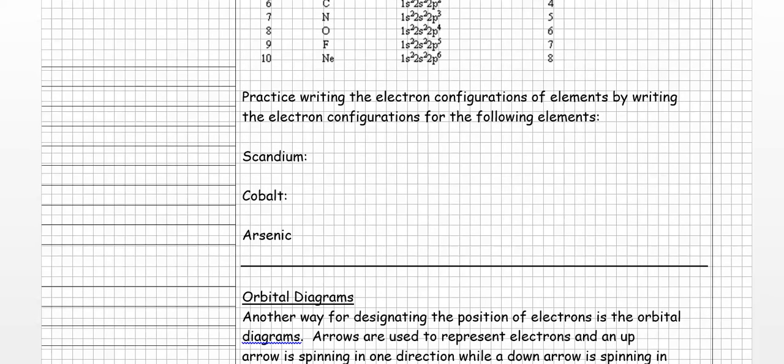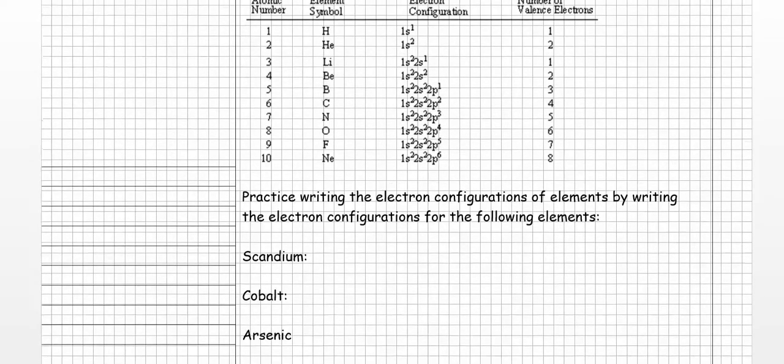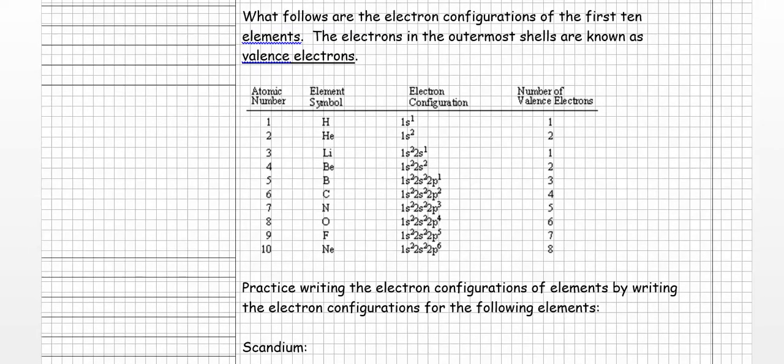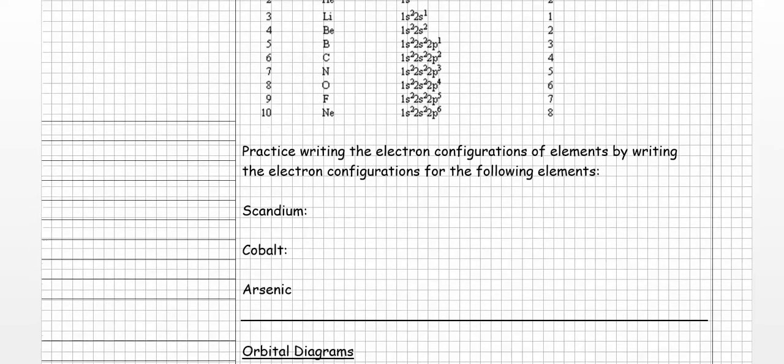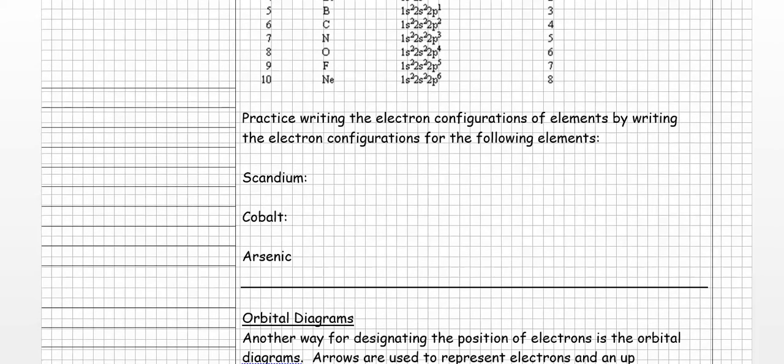Scandium is number 21 on the periodic table. That means that scandium has 21 protons, but it also has 21 electrons. Where do we place them? We're going to use the table to help us. I don't think I can see the table and these at the same time. So you follow me on the table as I write these in. Ready? So here we go.